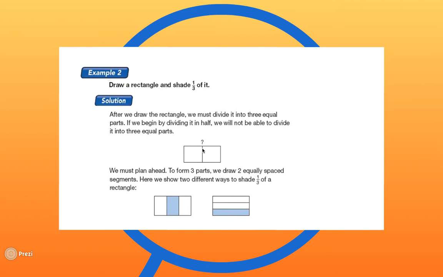To form 3 parts, we have to draw 2 equally spaced segments. Here are 2 different ways to show 1/3 of a rectangle. So you could either cut it this way horizontally, or vertically.